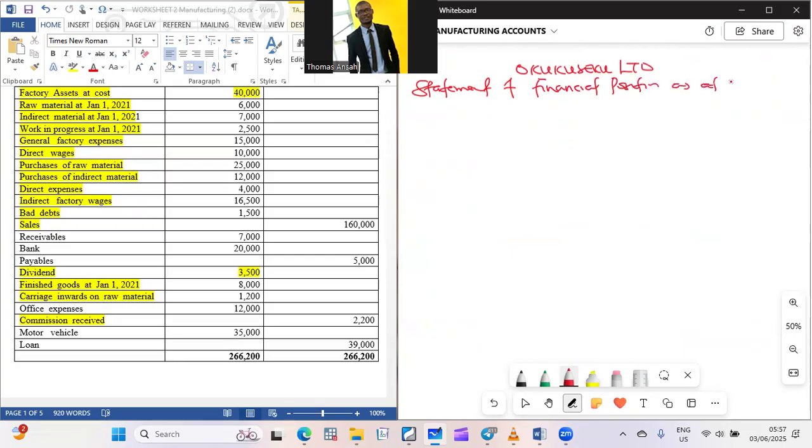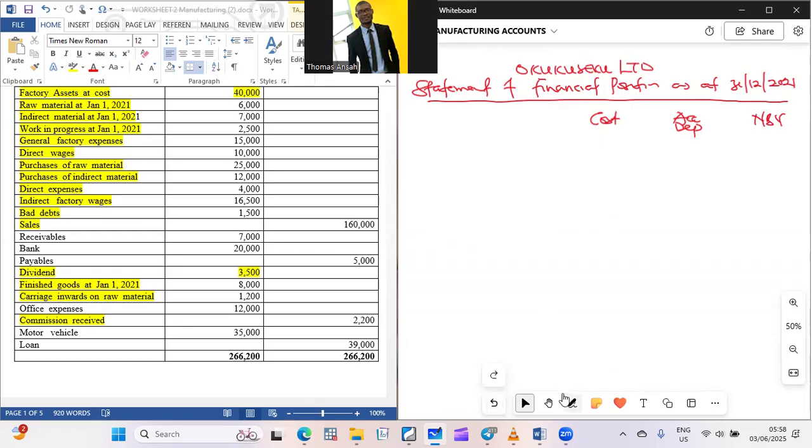As at 31st December 2021, right? So you set up your cost, accumulated depreciation, your net book value, right? Remember, we have CD signs with 00, right?